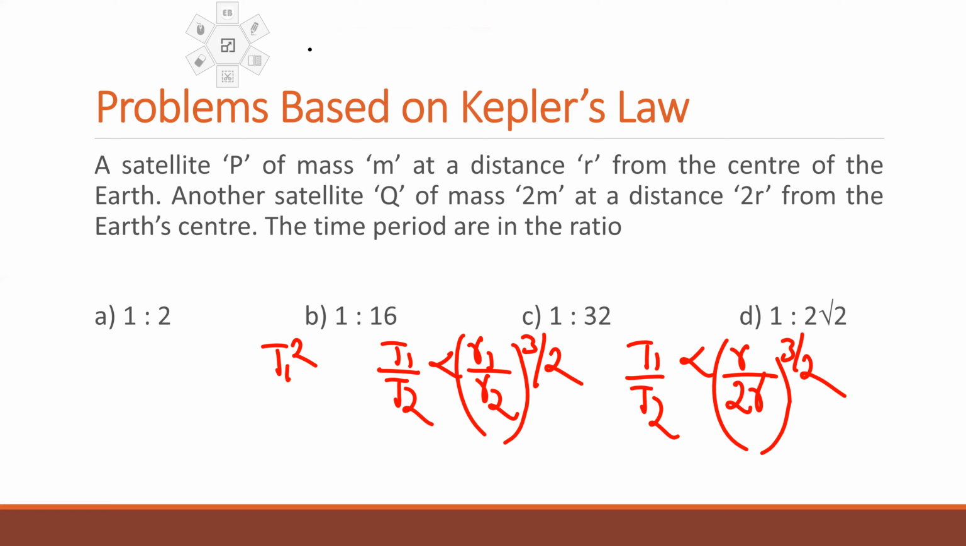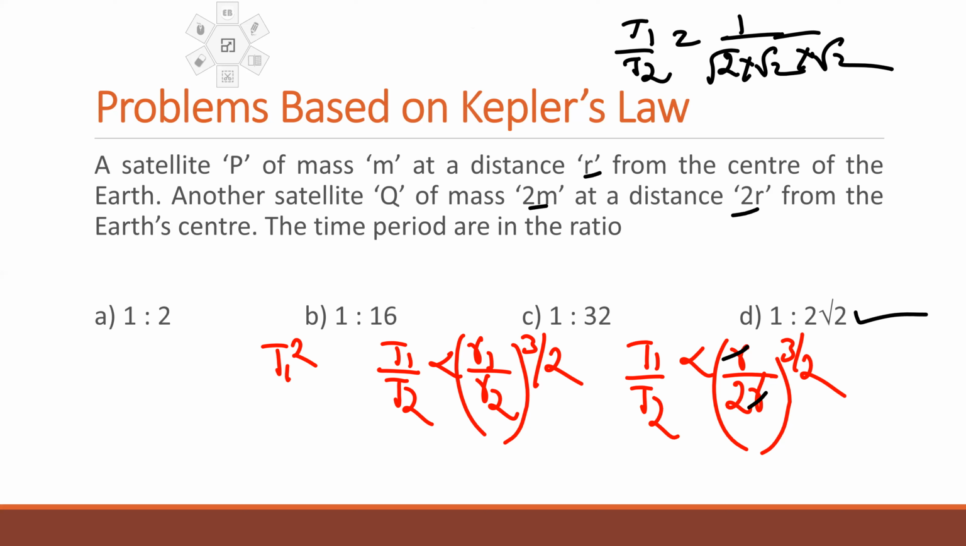Now which factor cancels here? The first distance is R, the second distance is 2R, so R cancels. Then simplify it. It becomes 1 by 2 raised to 3 by 2. So T1 divided by T2 equals 1 divided by 2 into square root of 2. Square root of 2 into square root of 2 is 2. This is the right choice.